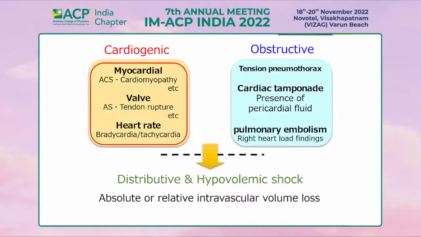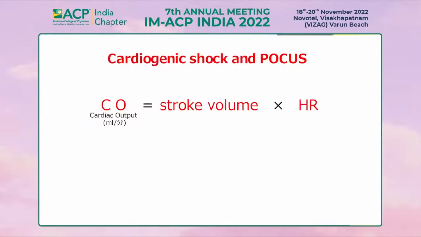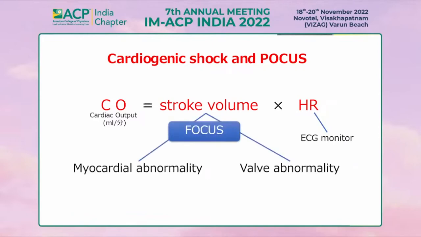Next is cardiogenic shock assessment by POCUS. Cardiogenic shock can be easily evaluated in three categories: myocardial, valve, and heart rate. Cardiac output consists of stroke volume and heart rate. Heart rate is checked by ECG monitor. You check myocardial abnormality and valve abnormality by POCUS.